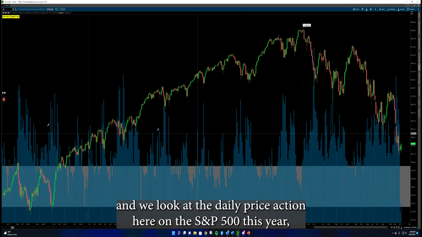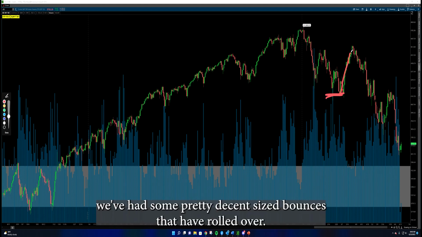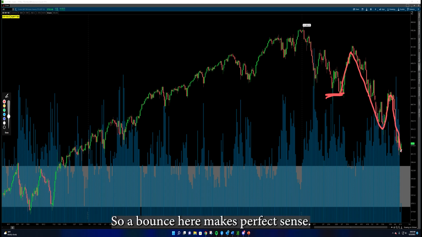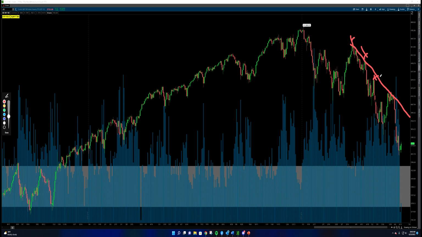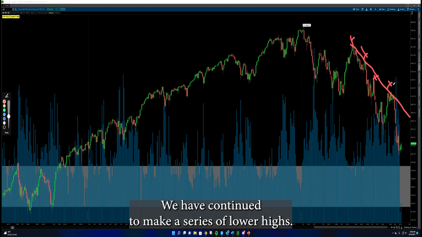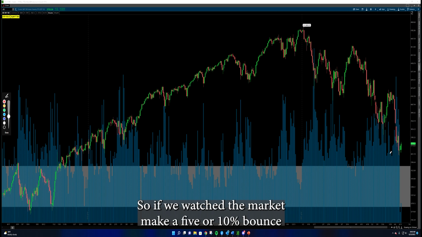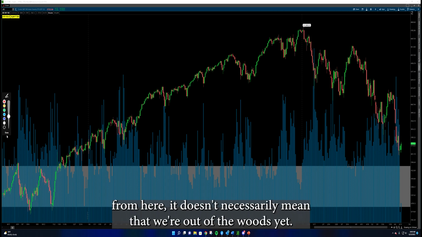And when we zoom in and we look at the daily price action here on the S&P 500 this year, we've had some pretty decent sized bounces that have rolled over, right? So a bounce here makes perfect sense. The key to everything is, can we make a higher high? Because we have not done that. We have continued to make a series of lower highs. So if we watch the market make a 5 or 10% bounce from here, it doesn't necessarily mean that we're out of the woods yet.